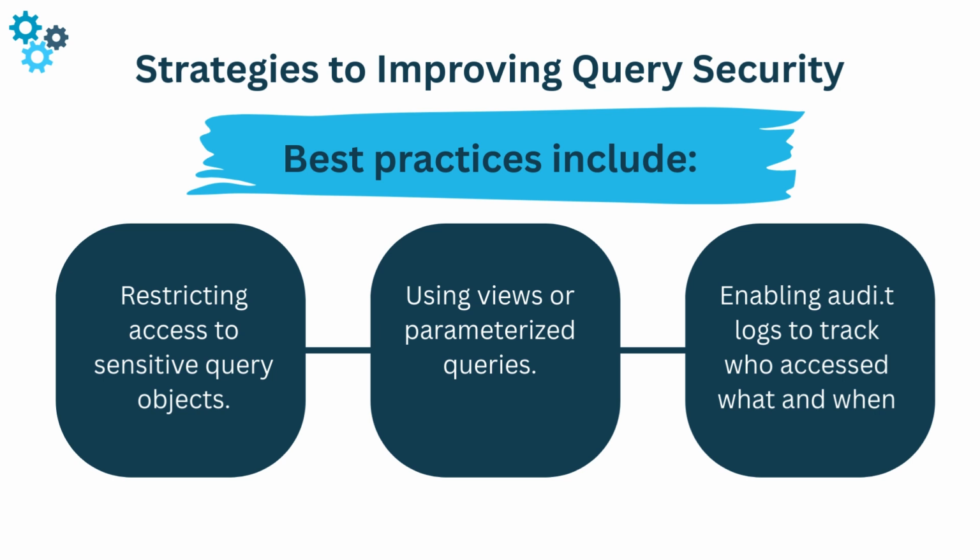So how can we actually improve query security? First, limit who has access to sensitive queries. Use views or parameterized queries to control what's shown. And make sure you're logging query activity so you know who's accessing what. These steps help catch problems early and keep data safe.